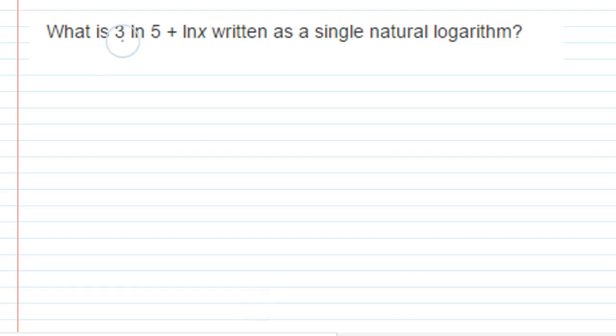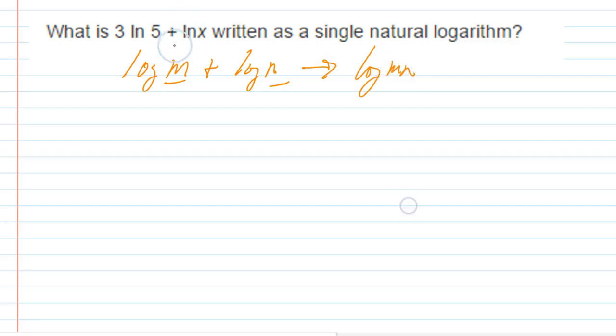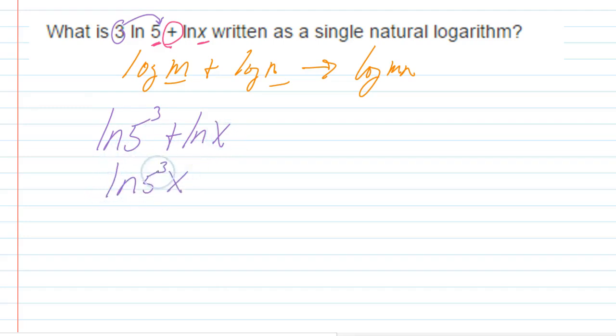Let's take this one step further. They ask, what is 3 natural log of 5 plus natural log of x written as a single logarithm? If we remember from regular logs, I have log of m plus log of n. What that's going to do is multiply my m times n to give me log of mn. Same thing is true with the natural logs. If I'm adding the natural logs, I'm going to be multiplying the numbers inside. At the same time, I need to take that 3 and put it on top of the 5. That gives me natural log of 5 cubed plus natural log of x, and then I'm going to multiply those, which gives me natural log of 5 cubed x. Now, because it's only 5 cubed, we should be able to multiply that out in our head, which gives me an answer of natural log of 125x.